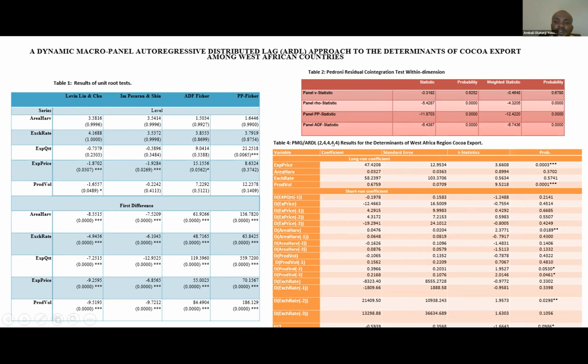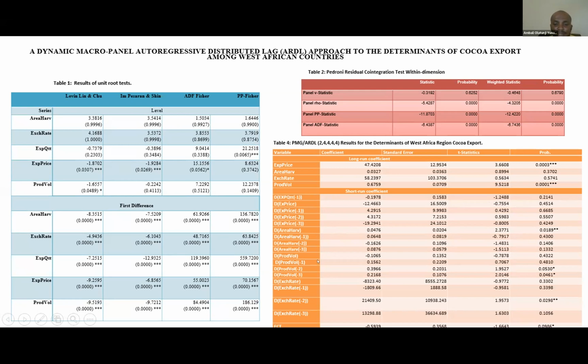So we have various lag selection criteria, but the most featured one is 2444, telling us that the export quantity is having 2 lags, the export price is having 4 lags, area harvested 4 lags, exchange rate 4 lags, as well as the production volume 4 lags.